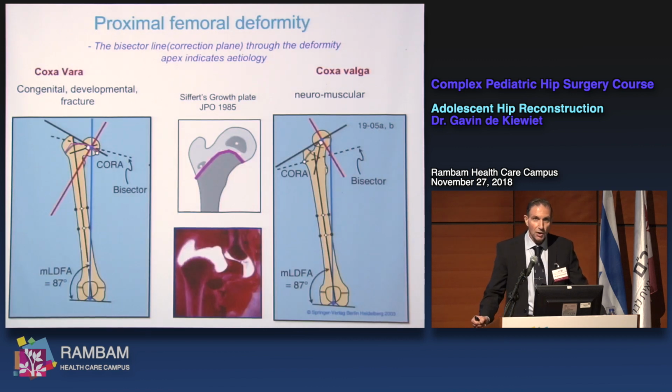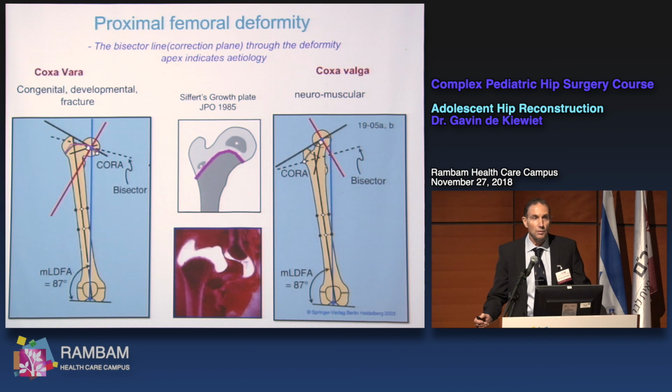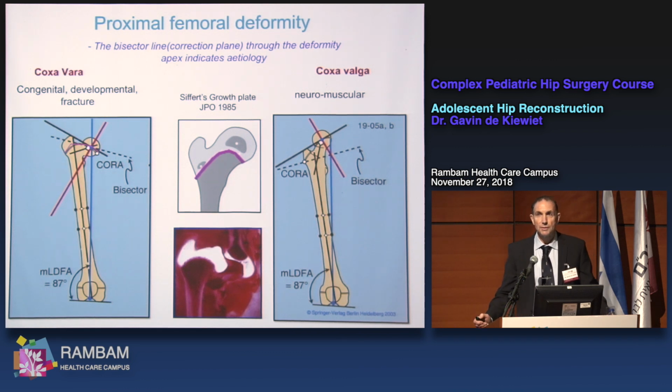So let's look at proximal femoral deformities. And this is really a situation where, if you remember the growth plate that was described by Siffert in 1985, this is a continuous growth plate here. And you can see this in this particular image here. And consequently, where in the growth plate the injury occurred will determine the type of morphology that you see in the proximal femur.